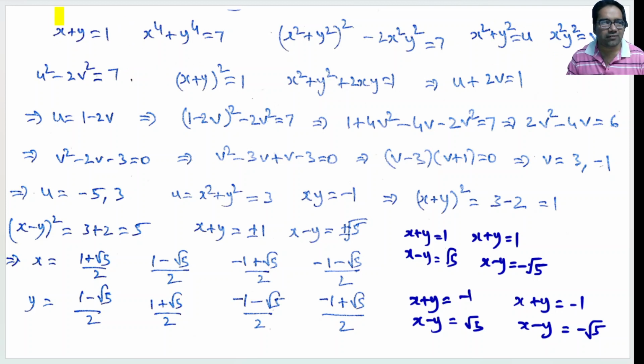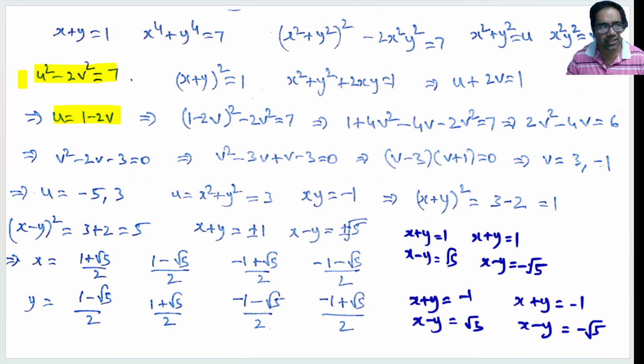Now let's take the first equation, x plus y equals 1, and square this. You will get x square plus y square plus 2xy equals 1, since 1 square is anyway 1. So x square plus y square is, we assumed, u. So u plus 2v equals 1. That means u equals 1 minus 2v. This is what we got from the first equation, and the other is what we got from the second equation.